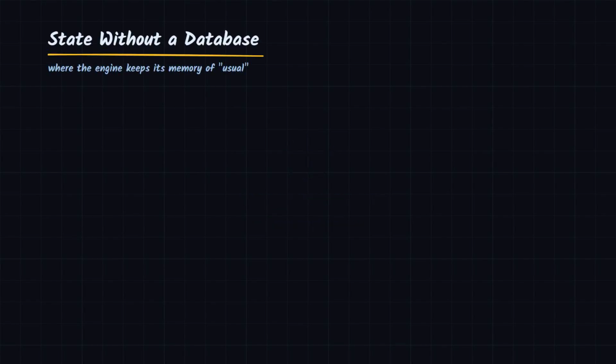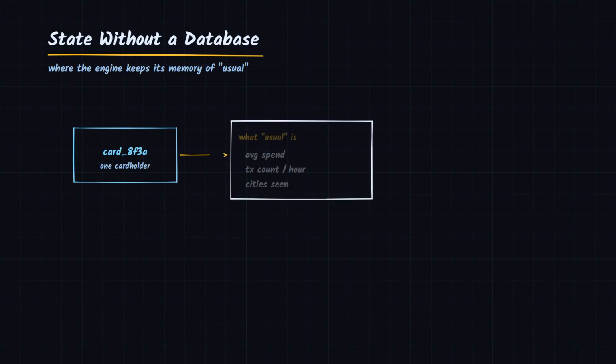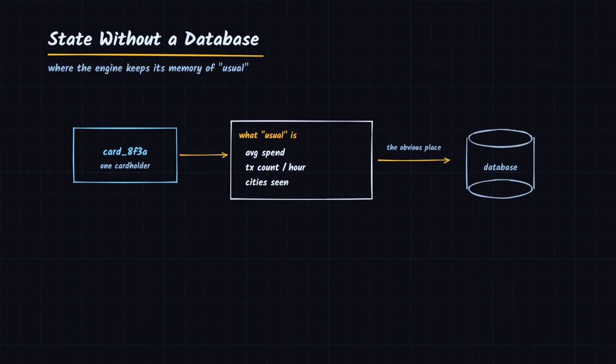To decide that a transaction is unusual, the engine has to know what usual looks like for that card: its average spend, how many times it has been used in the last hour, which cities it normally appears in. That is memory. And the obvious place to put memory is a database, which is exactly what we spent episode 1 proving we cannot afford. So where does the state actually live?